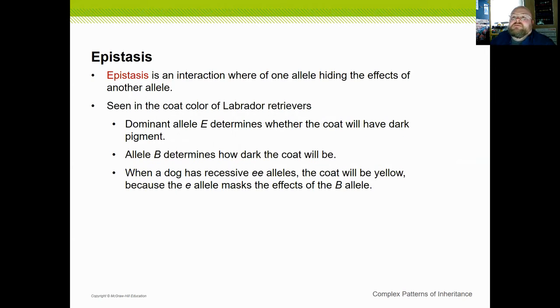Okay, we have a scenario, a situation, whatever you want to call it, called epistasis. This is an interaction where one allele hides the effects of another allele. One good example is the fur coat of Labrador retrievers. We have a dominant allele, let's call it E. It determines whether the coat will have a dark pigment or not. We have allele capital B, which determines how dark it'll be. And when a dog has recessive little e alleles, the coat will be yellow because the little e allele masks the effect of the capital B allele. All that to say is sometimes alleles can hide effects of other alleles if they overpower them.